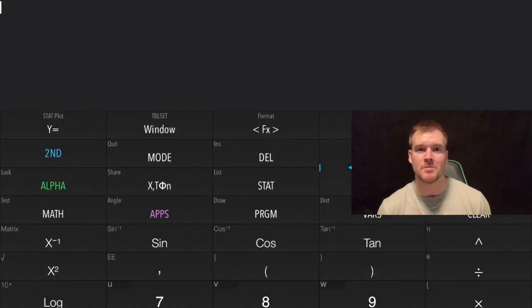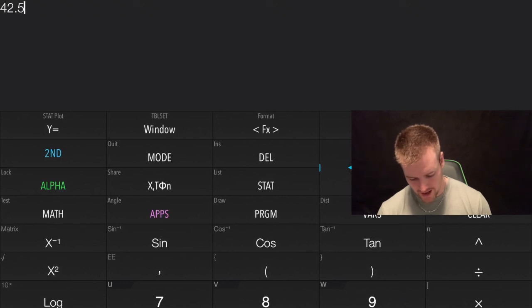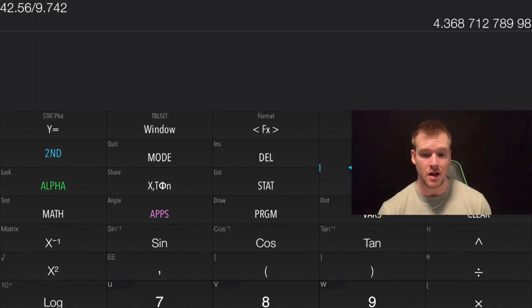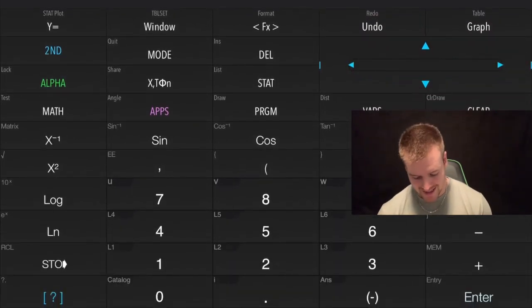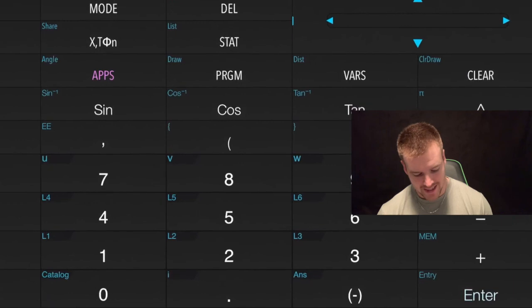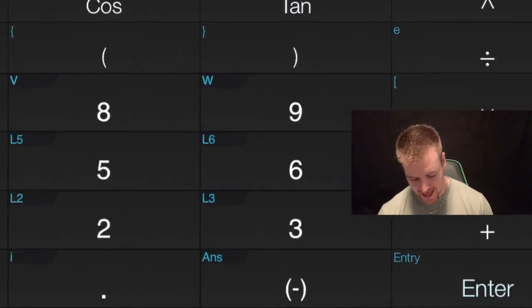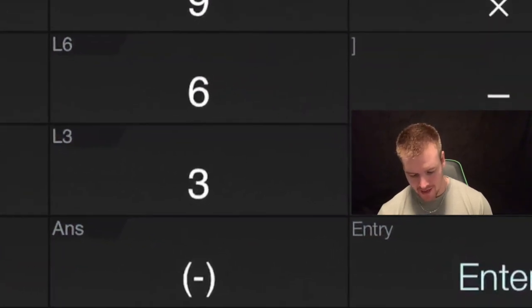Let me show you. So let's just make up an equation here. So I have 42.56 divided by 9.742, okay? And I get an answer, and it's a big, long number. So what I'm going to do is take this second button, and right by the minus, it says ANS. So I'm going to press second minus where it says ANS right there, and that's going to be my number.